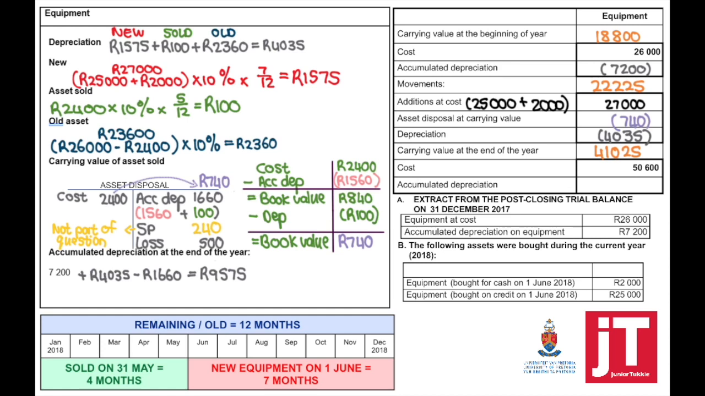Now take note of the following. If you would have completed this directly on your note, the carrying value and the cost. If you take the cost minus the carrying value at the end, it gives you exactly the same as what you've calculated there.